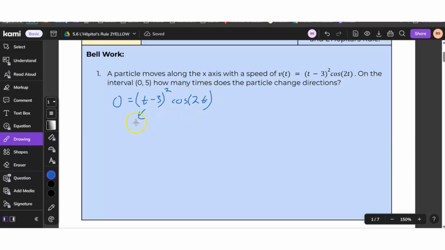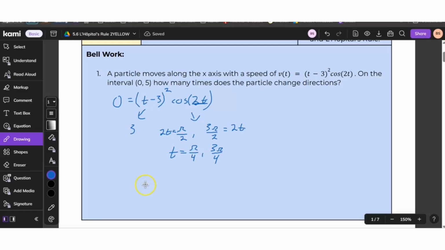Well, this one's real easy. It's going to happen when t equals 3. This one is a little trickier. So where is cosine normally 0? At pi over 2 or at 3 pi over 2. Exactly. But that's not the answer because it's 2t. So 2t equals pi over 2 and 3 pi over 2, which means t is actually going to be pi over 4 and 3 pi over 4. Because we got to solve for t.